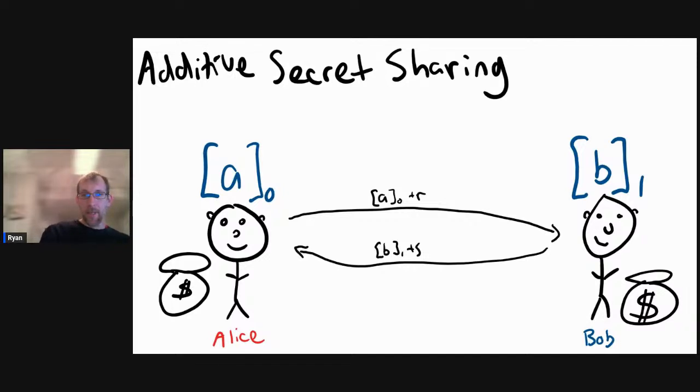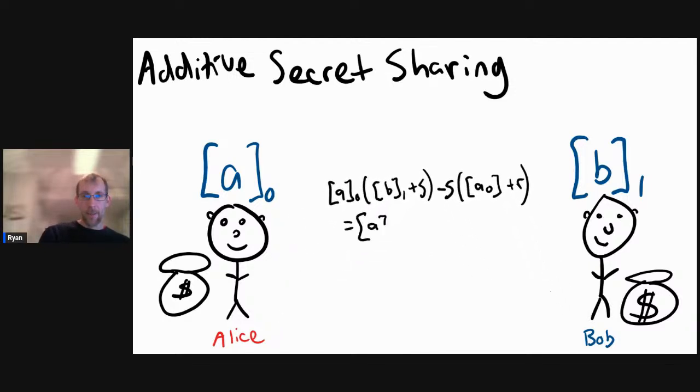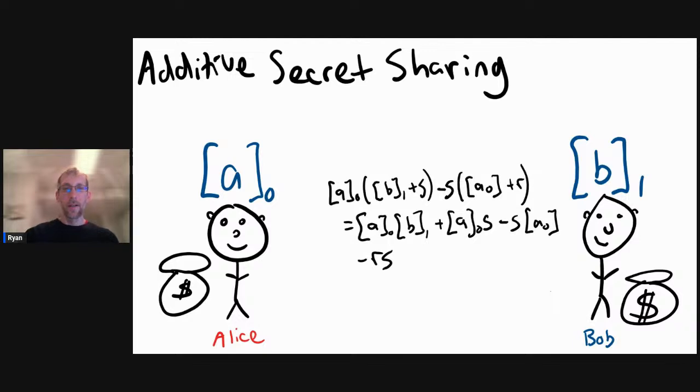Likewise, Bob is going to do the same thing. He's going to choose his own random value S. He's going to use it to make B1 look random. He's going to send that to Alice. So now Alice, in some sense, has B1. And then Alice computes the product using B1 plus S, and Bob uses his S and computes this thing: he takes S times A0 minus R. We see that when we simplify this, the S's cancel out and we're left with the A0 B1 we wanted, but with some extra minus RS term.